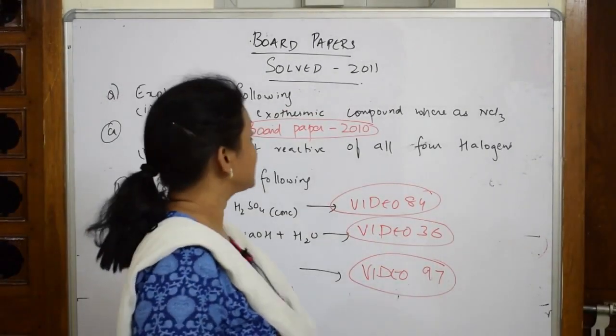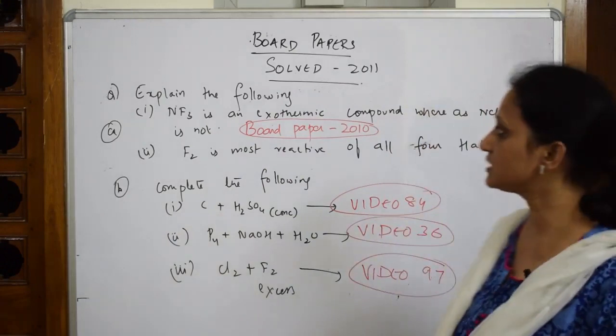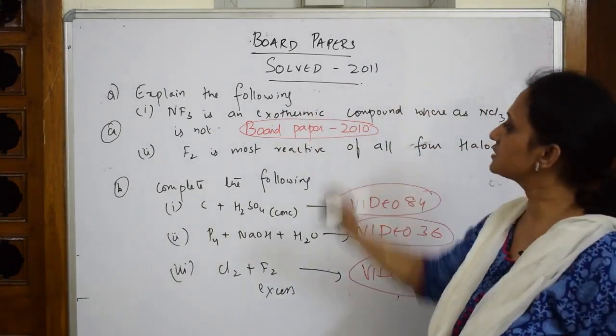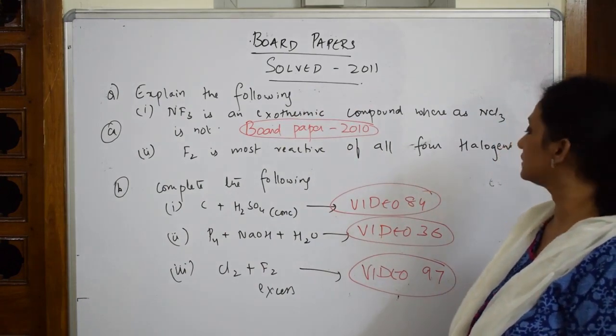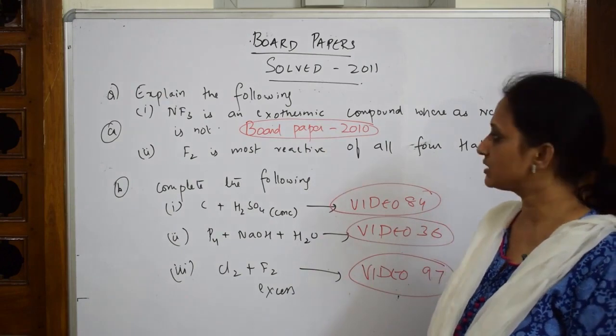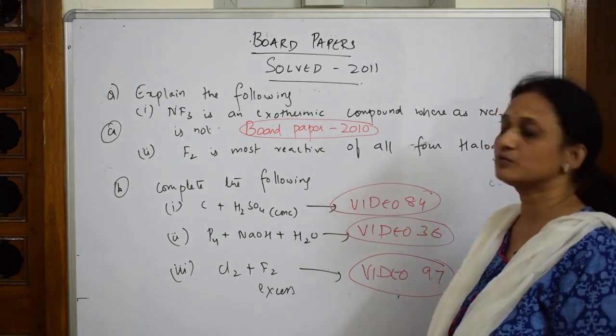Right, let's come back and solve your 2011 paper. Let's see the question. Explain the following. NF3 is an exothermic compound, whereas NCl3 is not. I did the same question in 2010 also. Please watch that video. Next, fluorine is the most reactive of all the 4 halogens.